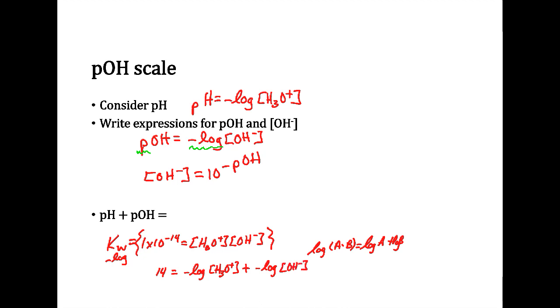And what we know is that this right here, negative log of H3O plus, is equal to pH. And this right here, negative log of OH minus, is equal to pOH. So this expression, pH plus pOH, is equal to 14. So this is a really useful relationship as we are trying to compare pH and pOH, and then looking at the hydronium and the hydroxide concentrations.